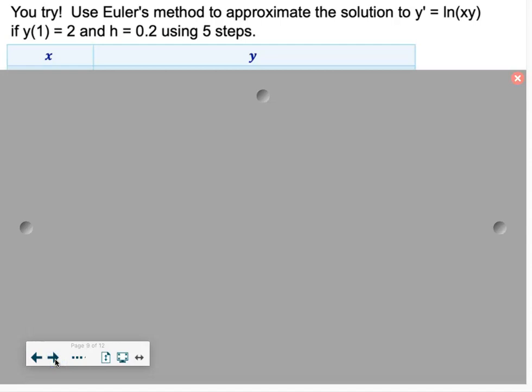Use Euler's method to approximate y. You'll definitely want a calculator for this. Y prime equals ln of x times y. Notice it's not x plus y, it's x times y. Your differential equation is ln of xy. If y of 1 equals 2 and h is 0.2, using 5 steps.